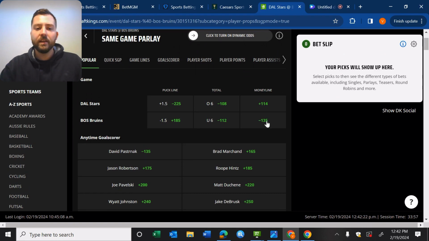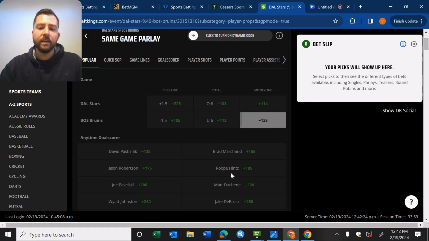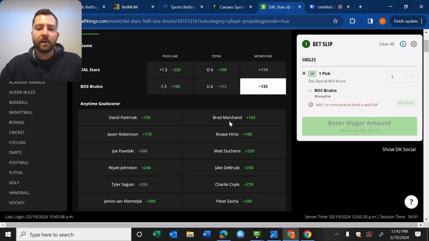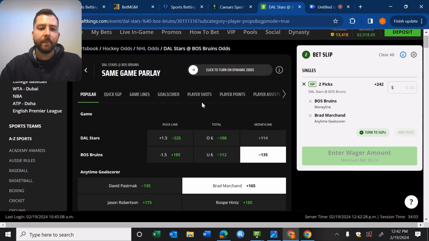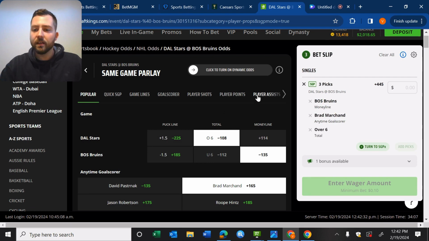So let's go with the Bruins money line. We'll go with Brad Marchand to score a goal. And what else can we do? We'll take the over 6 points here.